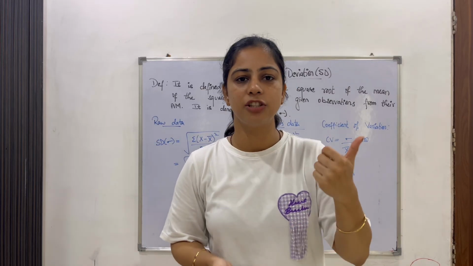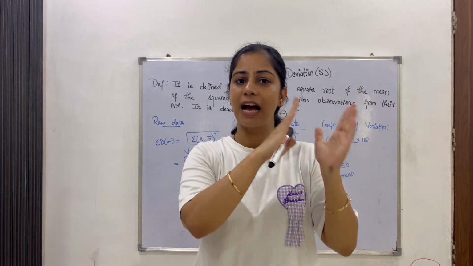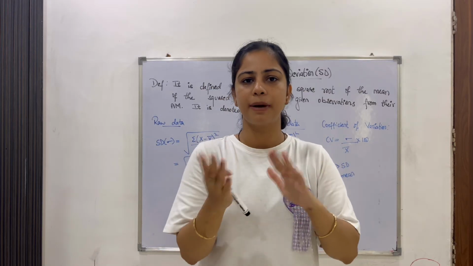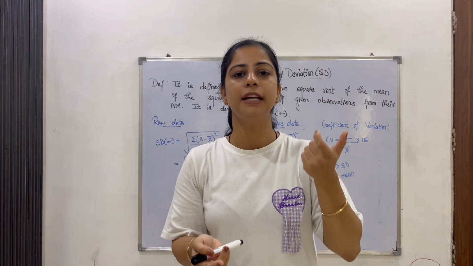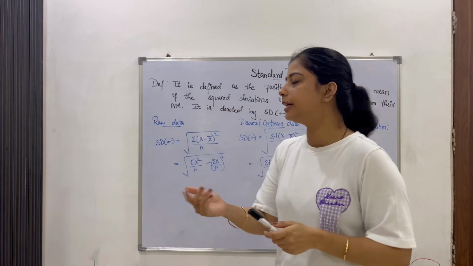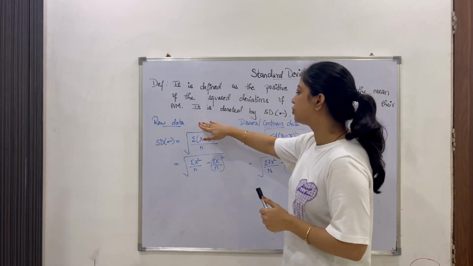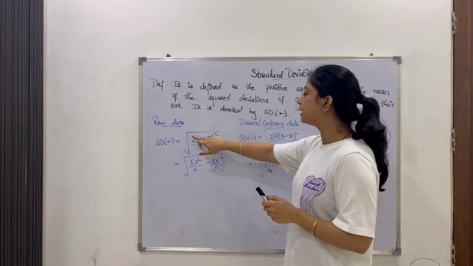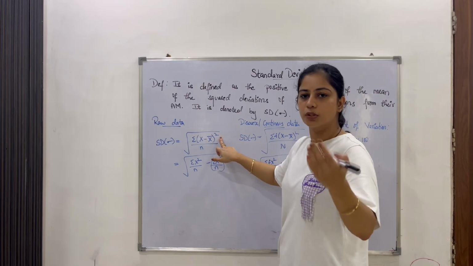Even in the case of range and quartile deviation, we were taking highest minus lowest or Q3 minus Q1. The reason was to make it positive. Similarly, even here in standard deviation, what are we doing? We are squaring it as well as taking the square root.